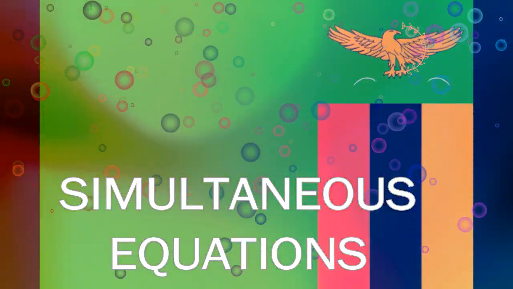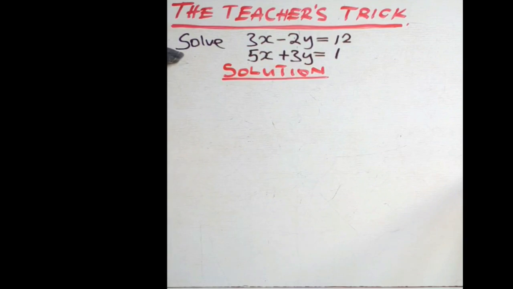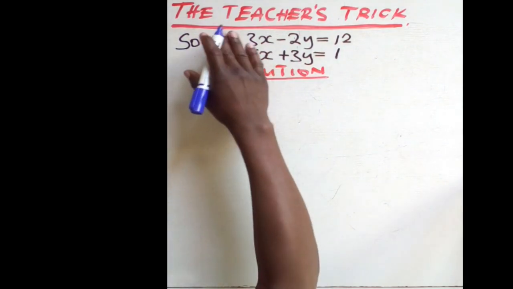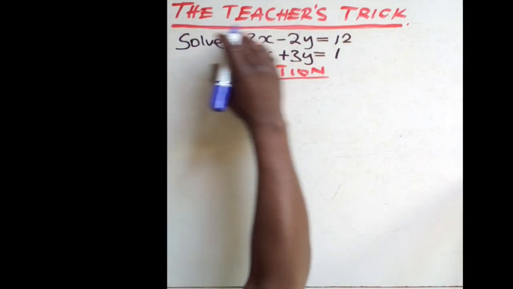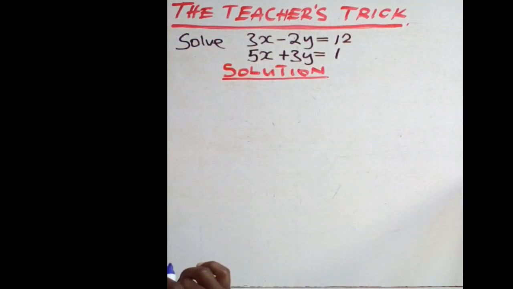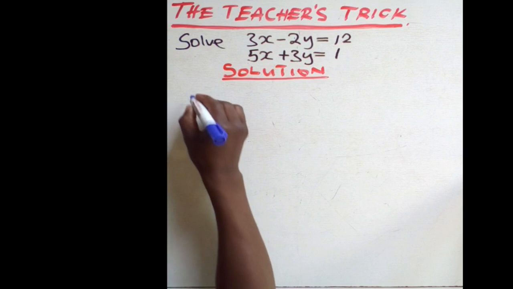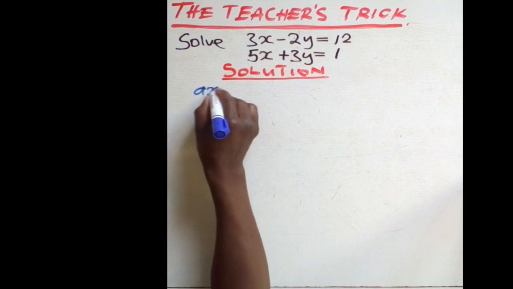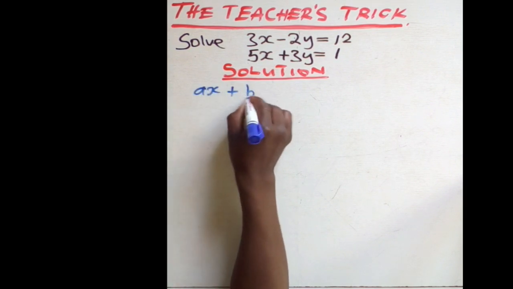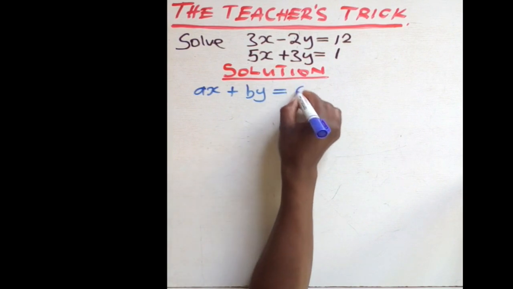On the solving board today we have linear equations that can be solved simultaneously, and we want to use what we call the teacher's trick in this case. First of all, we come up with the general linear equations. We say ax plus by is equal to c.